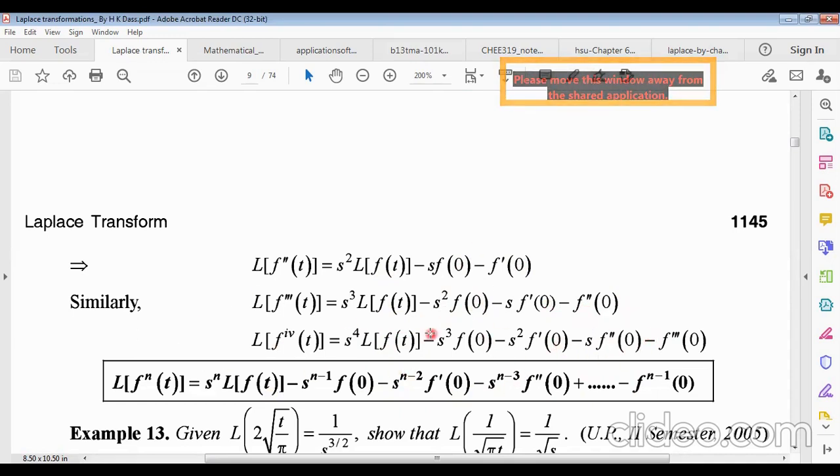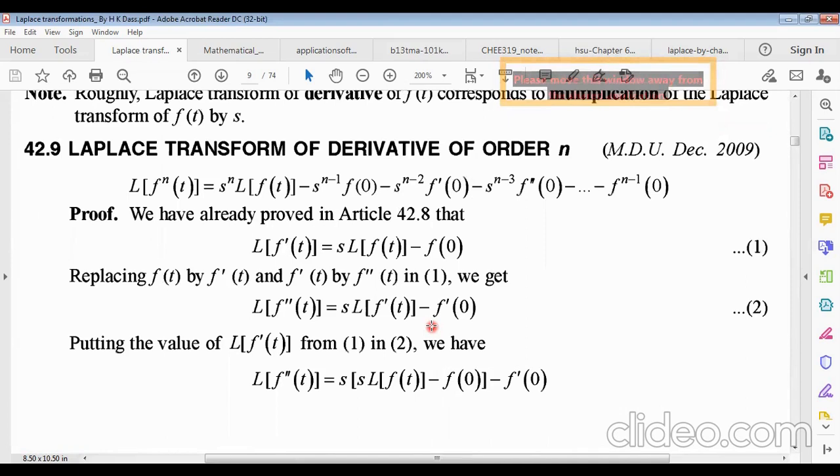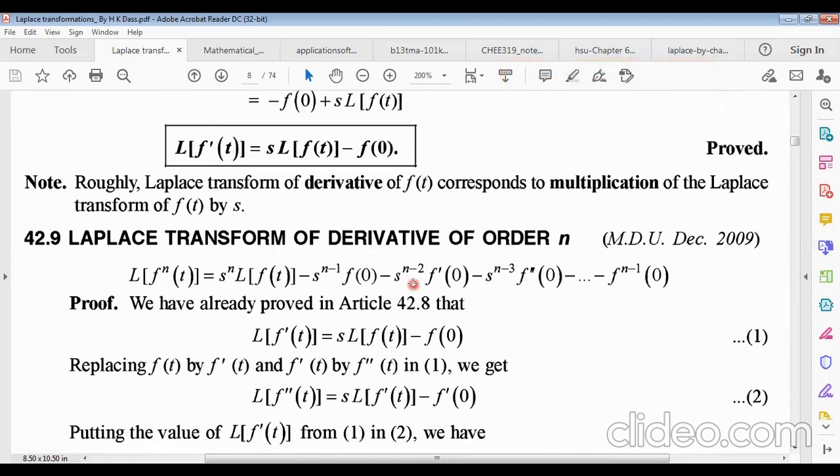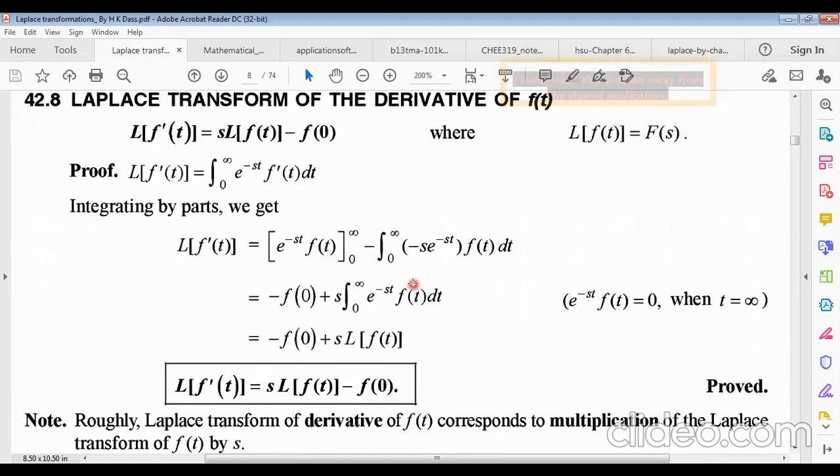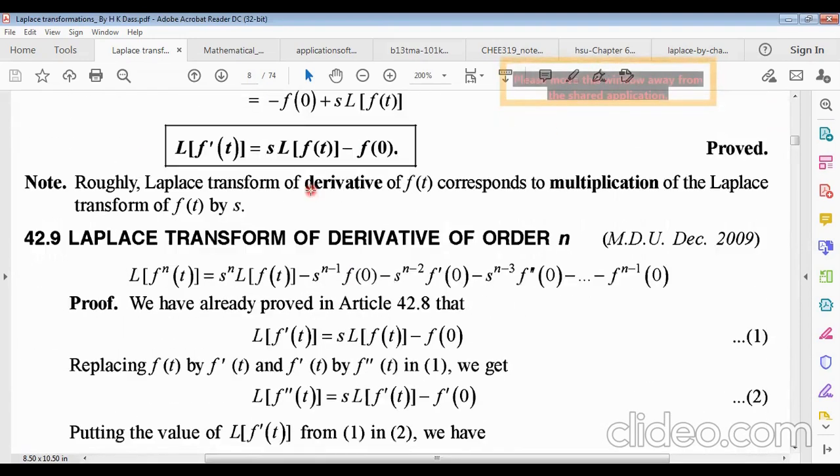So you have to use these properties. That means for the Laplace transform of a derivative of order n, we have to use these properties. The first property is this, and the second one is for the nth derivative. Now we have to use this to solve differential equations.